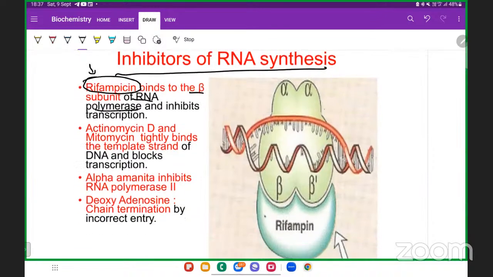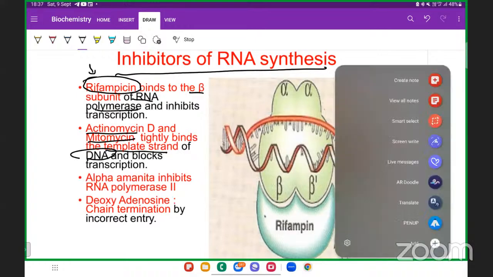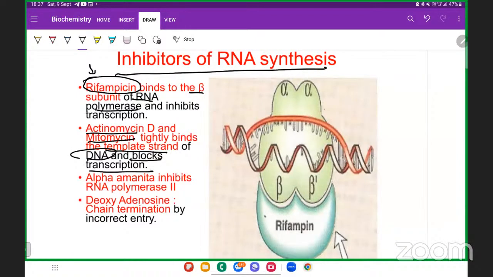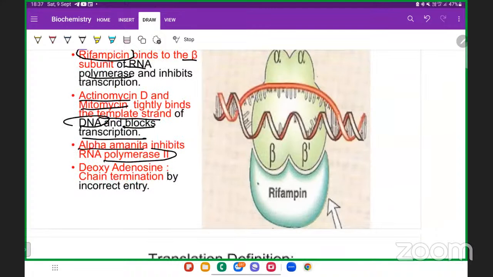And actinomycin D and mitomycin bind with the template strand of your DNA and block your transcription. Similarly, alpha amanitin blocks RNA polymerase 2 as well as 3. And deoxyadenosine chain termination blocks it by incorrect entry.